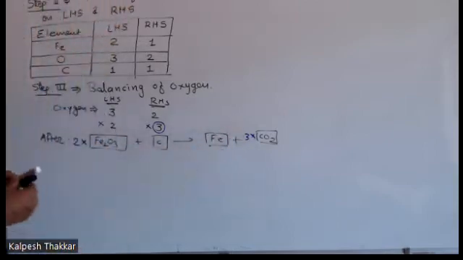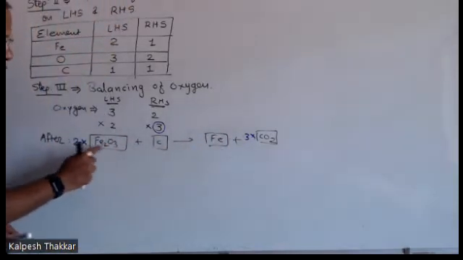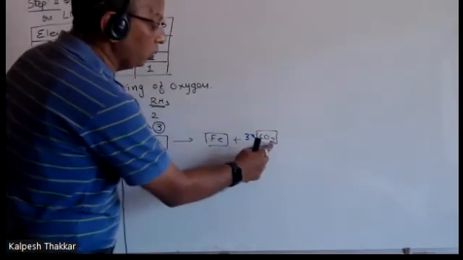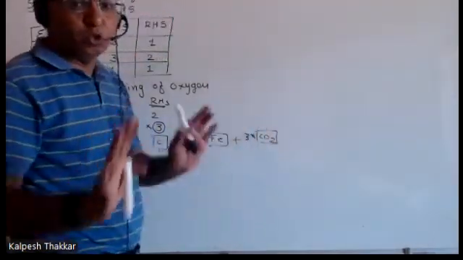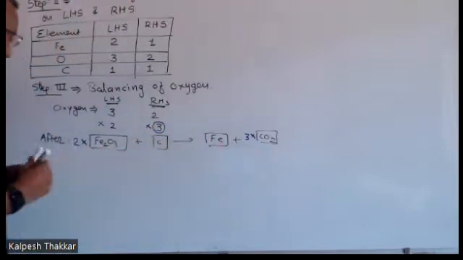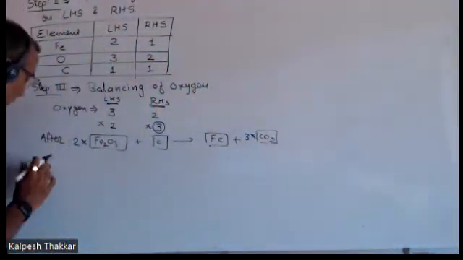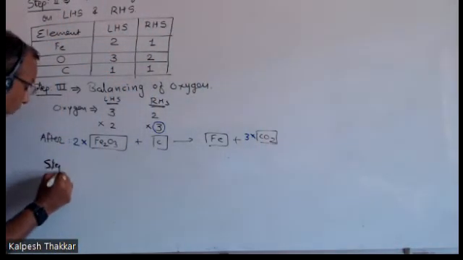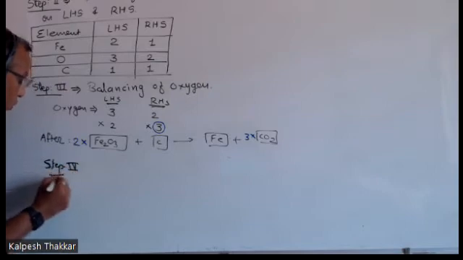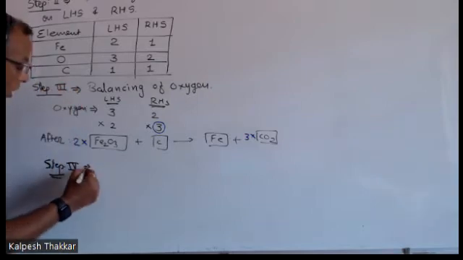After that, you can see the number of oxygens: 2 3s are 6, and the number of oxygens: 3 2s are 6. So they are equal. So this is one step done of balancing. Oxygen is done here. Now, friends, in step number 4, we are going to balance other elements.